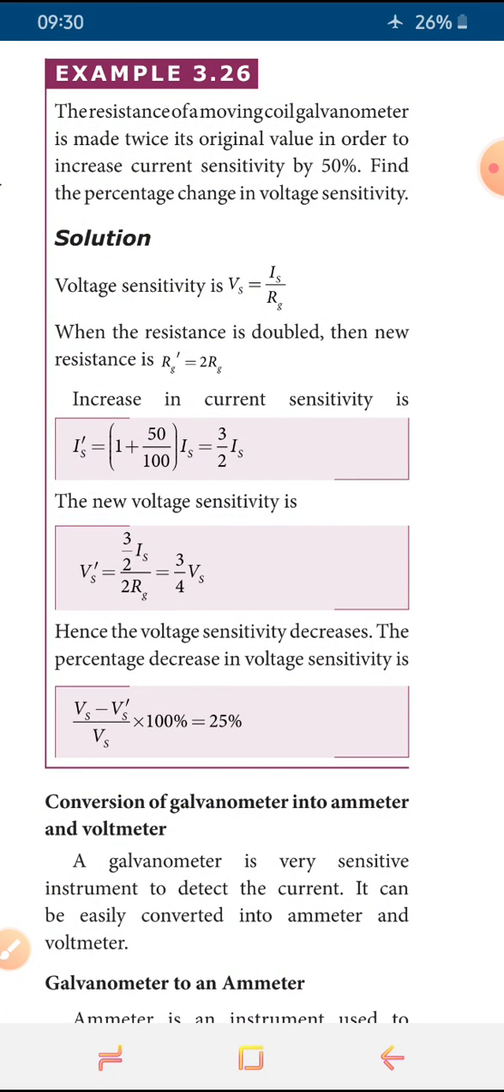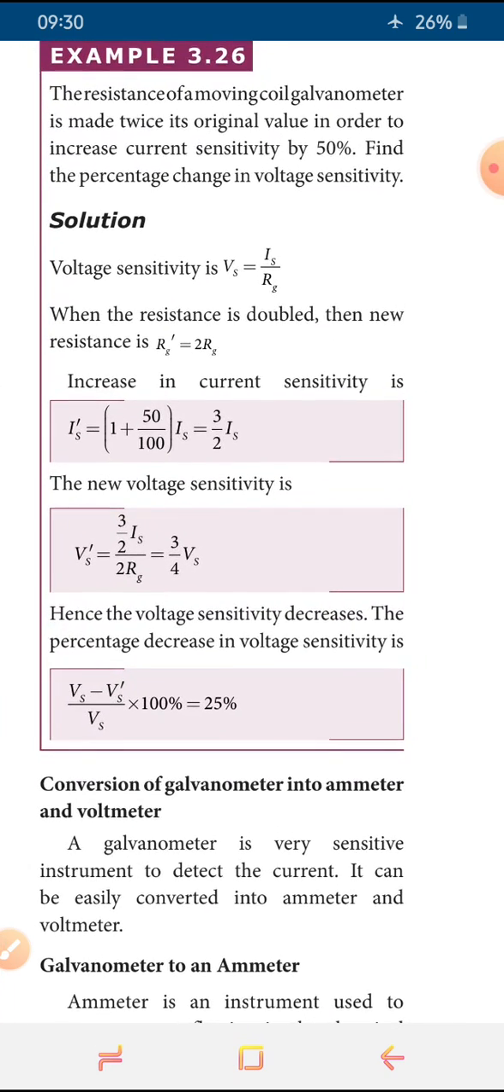The question is: the resistance of a moving coil galvanometer is made twice its original value in order to increase the current sensitivity by 50%. Then they are asking, find the percentage change in voltage sensitivity. We have to find the percentage change in voltage sensitivity, and we are starting with the solution. Voltage sensitivity Vs is equal to Is by Rg. Once again, we are getting help from the voltage sensitivity equation that we derived previously.